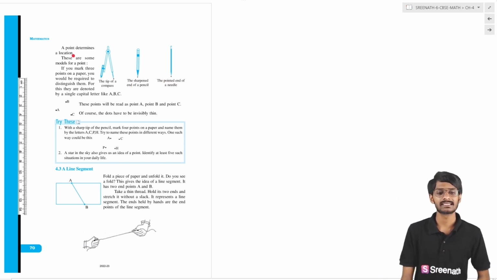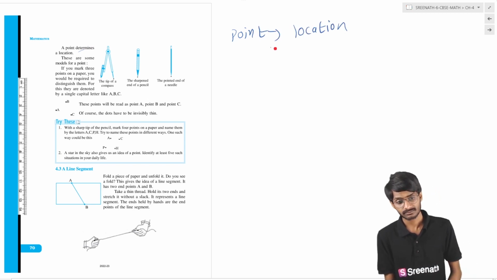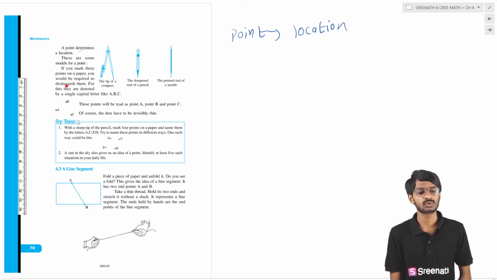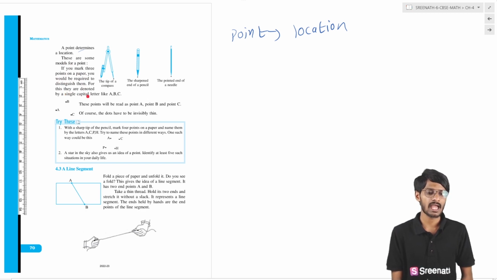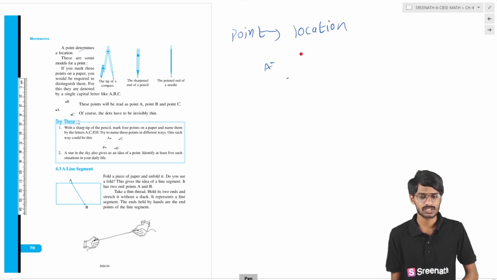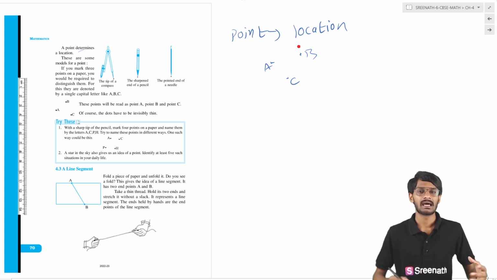So a point determines a location. What will a point do? A point will determine the location. And if you mark 3 points on a paper, you will be required to distinguish them. So for this, they are denoted with single letters. If you draw 3 dots on a paper, you have to distinguish between them, so to mark them, we name them A, B. So this is point B, this is different from this point. This is point B and this is point C. So it is different from this, friends.